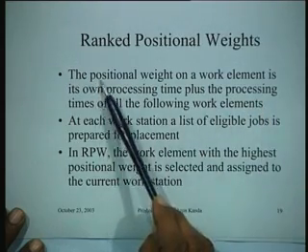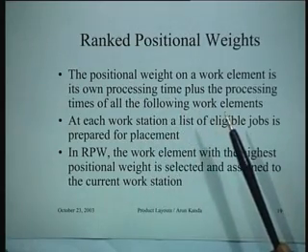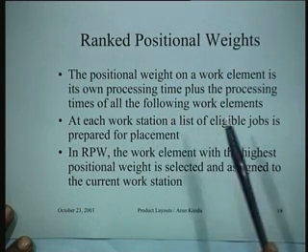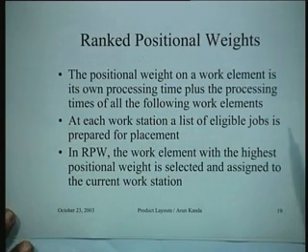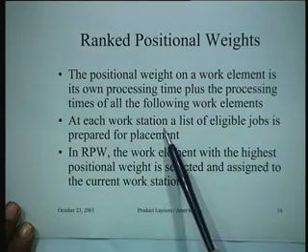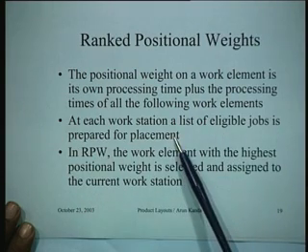So we define a positional weight for each element in the precedence diagram by saying that this is the time of that operation plus the times of all operations which follow it. So the basic idea would be that the total positional weight will give you an idea of how much time it will take at least to go to the end from that operation. That's the idea. And this is used subsequently in defining your priority for assigning jobs to workstations. That's the only thing. Okay. So at each workstation, a list of eligible jobs is prepared for placement.